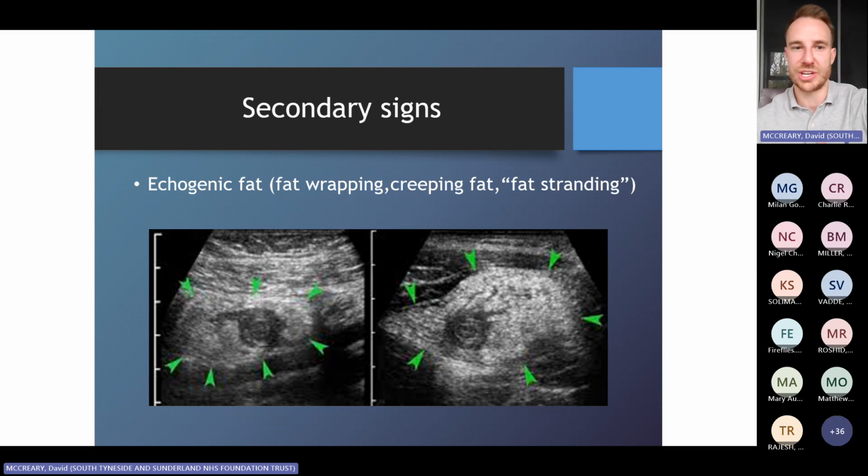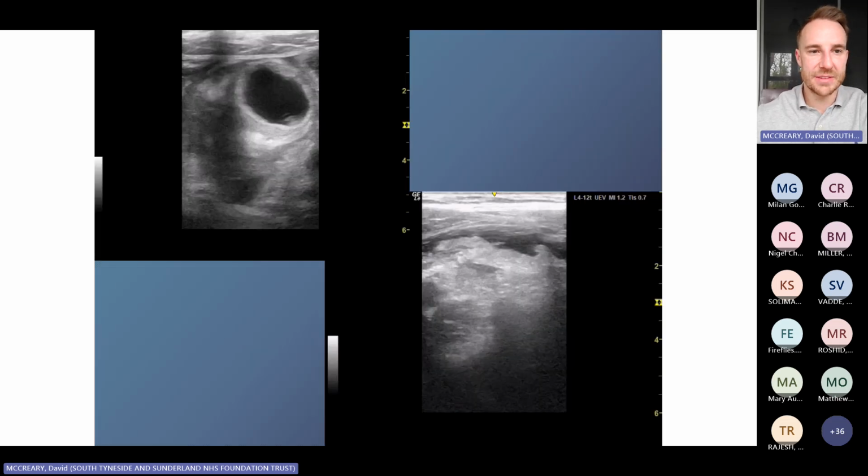The omentum's rich in fat, and it's the policeman of the abdomen, isn't it, as a surgeon might talk to you about it. It migrates to the area to try to deal with any infection or burden of illness. So here's an example of some brilliant brightness from the omentum and some wrapping.